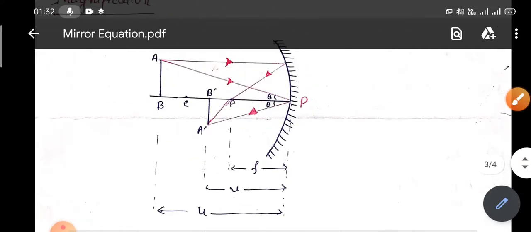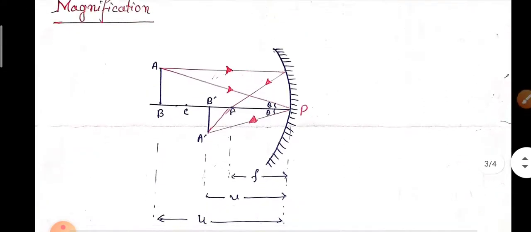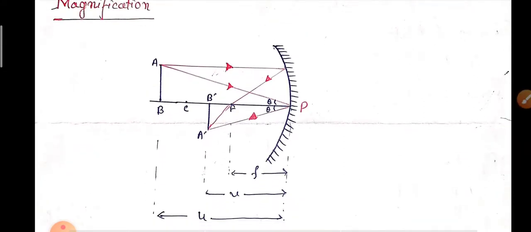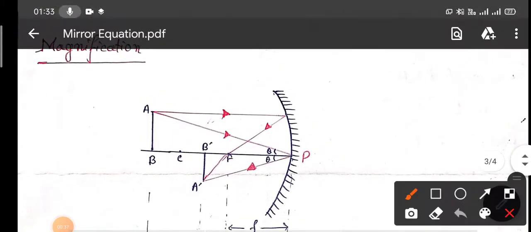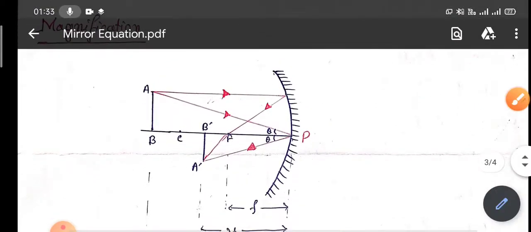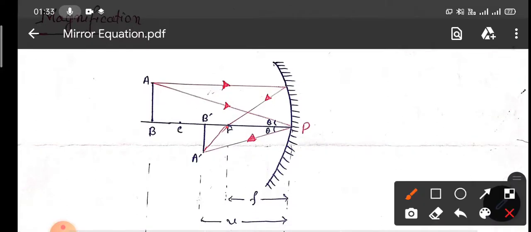Here we have a concave mirror. The point P is your pole, and F is your focus point. The distance from F to P is your focal length F, and C is your center of curvature. The distance from C to P is your radius of curvature R. We have placed the object AB left of C.